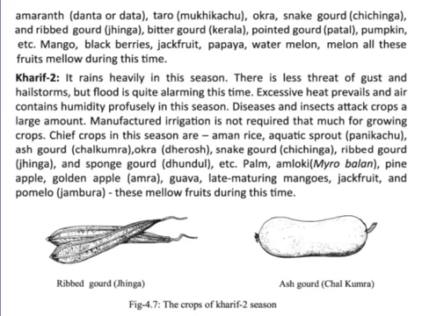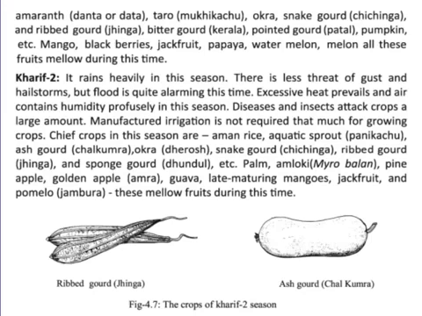Manual irrigation is not required. That means we will not need to do the manual irrigation that is a must for growing crops. And the crops in this season are aman rice, aquatic sprout, panikochu, and ash gourd. That means chalkumra, okra, dharos, snake gourd, sisinga, ridge gourd, zinga, and sponge gourd, dhundul, etc.